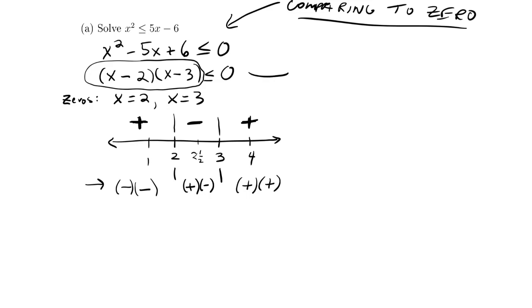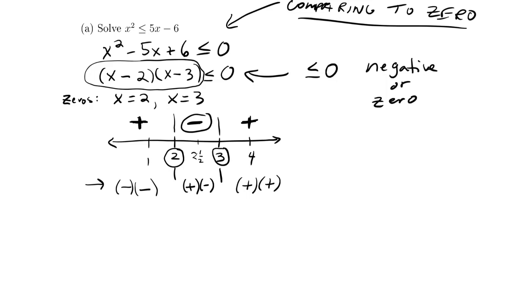So I go back here and I want less than or equal to 0. So when are numbers less than or equal to 0? Well, when they're negative or 0. So back on the number line, there's where my numbers are negative, and the 2 and the 3 are where I get zeros. I'm ready for my solution.